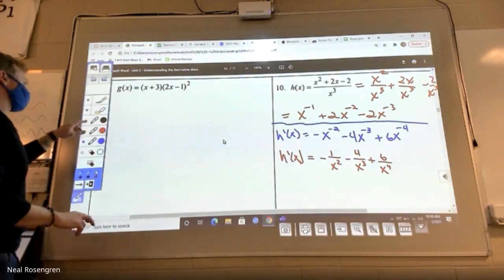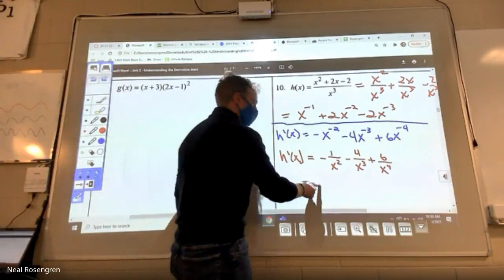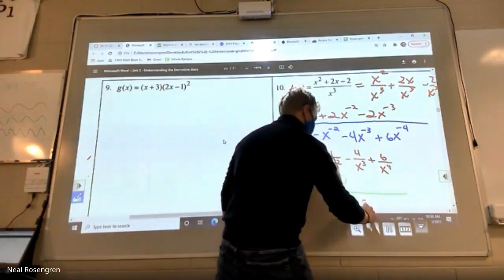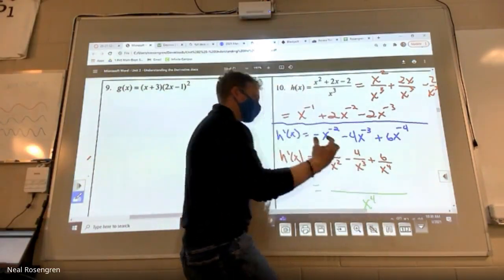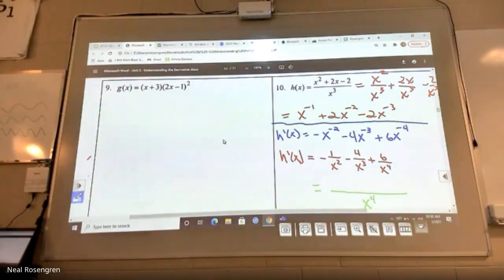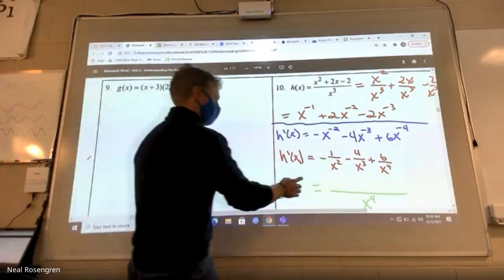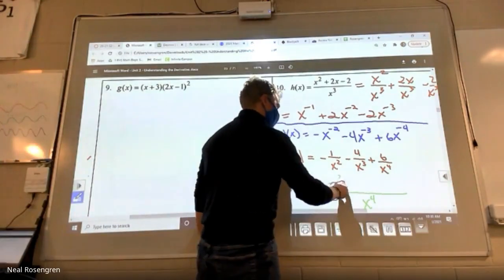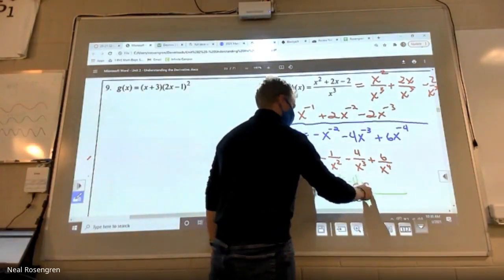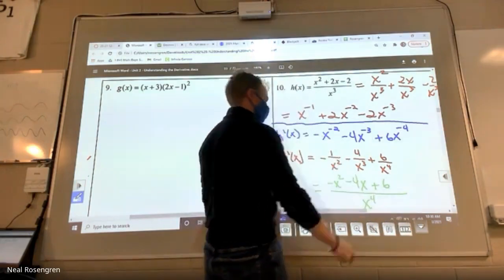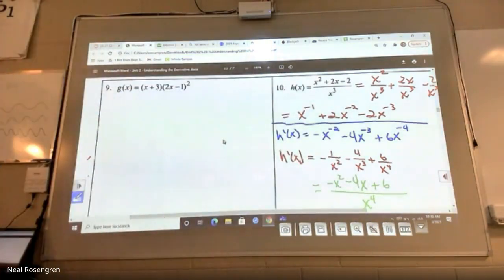Now, like I've said a few times, there is the possibility that they might make you do this: one single rational function all over a common denominator. The nice part about monomial denominators is it's very easy to make them. You just have to multiply by however many x's you're missing. I'm missing 2 x's here, so negative x squared. I'm missing 1 x here, so negative 4x. I don't miss any x's there, so we're good today.